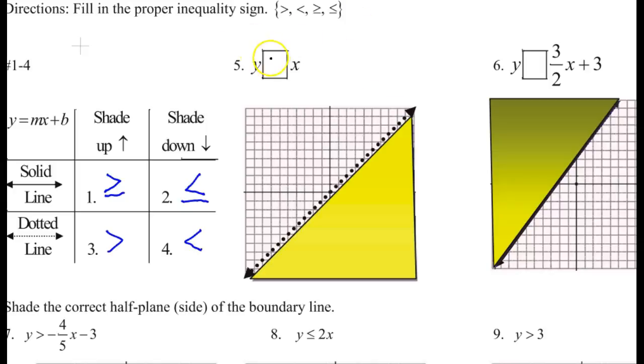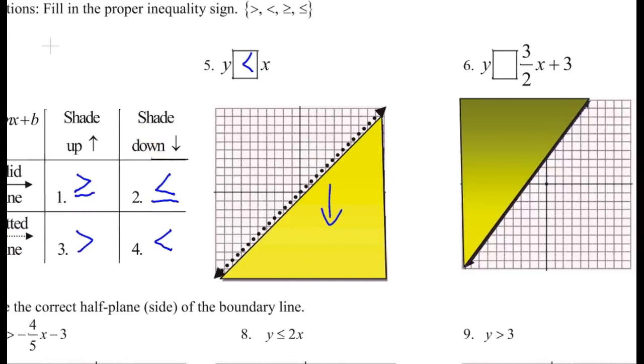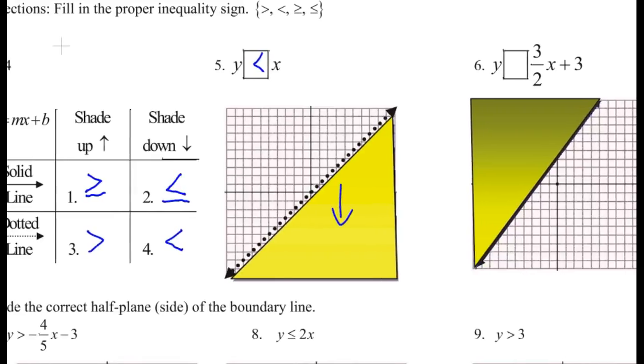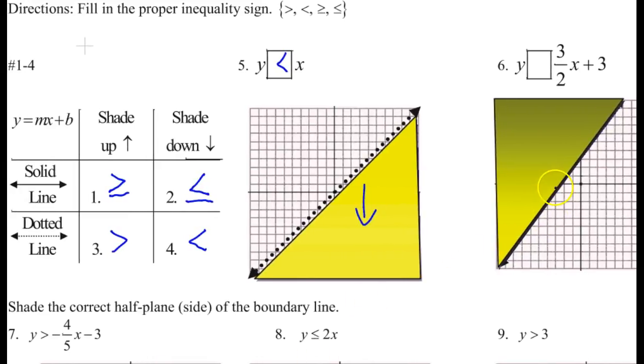So what was the right sign for number 5 if it's a dotted line and shaded down? Okay. Yeah, it would be, right, shaded down, dotted line. There you go. And number 6, what's that one? Solid line, shaded up.